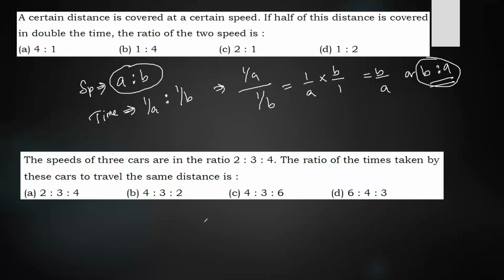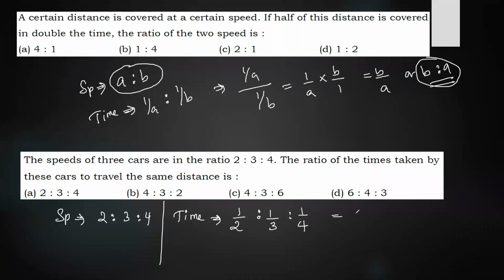Here we have 2:3:4, right? The speed ratio is 2:3:4. Then time is equal to the inverse. So 1 by 2, 1 by 3, and 1 by 4. So what is the ratio for 3 and 4? If you multiply, you will get 12, right? 12 is a common term. If you take the LCM, 12 will be the common for all.